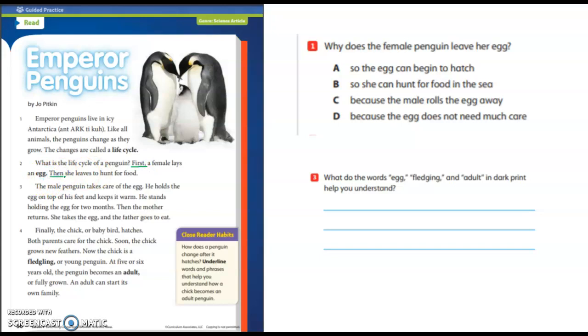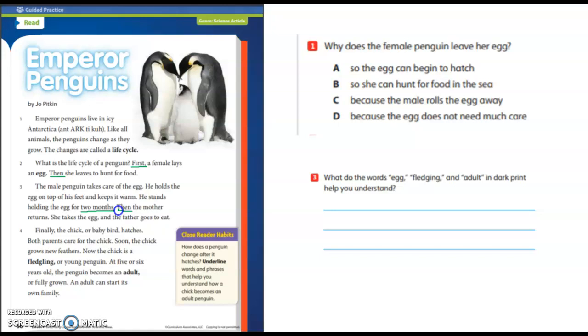What does she do after she lays her egg? You're right, she leaves to hunt for food. The male penguin takes care of the egg. He holds the egg on top of his feet and keeps it warm. He stands holding the egg for 2 months. Seeing these words, 2 months, actually does show sequence. It's telling us how long something is happening. Then the mother returns. She takes the egg and the father goes to eat. So after those 2 months, that's when the mother takes over, holding the egg.